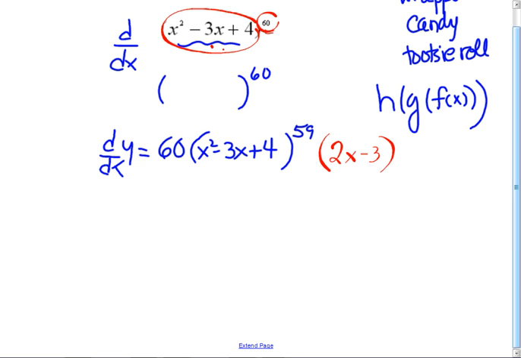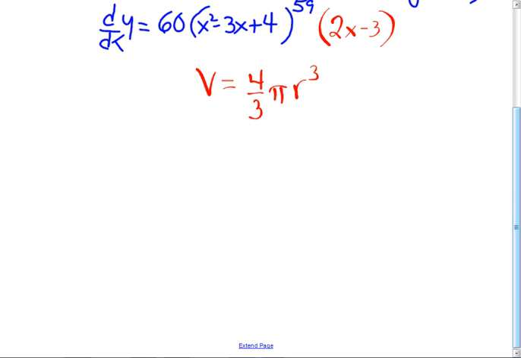And then you're going to take the derivative of the function that's in there with respect to x. Example of this, let's say I'm blowing up a balloon. And I want to see how the volume changes, not as the radius changes, but how the volume changes as time changes.